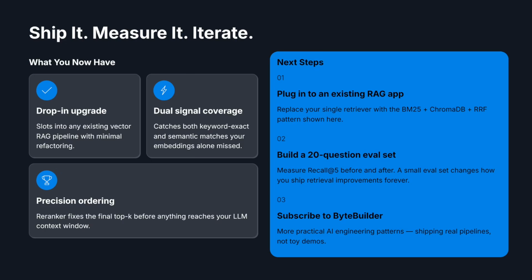Alright, look at what you've got now. A retrieval stack that actually pulls the right chunks. BM25 picks up the keyword stuff vector search misses, and the reranker just cleans up the final ordering before anything hits your LLM. So what is the next step? Take this and plug it into a RAG app you have already built. Run your own eval, and honestly, if you don't have an eval set yet, just build a tiny one. 20 questions is enough. It changes how you think about retrieval.